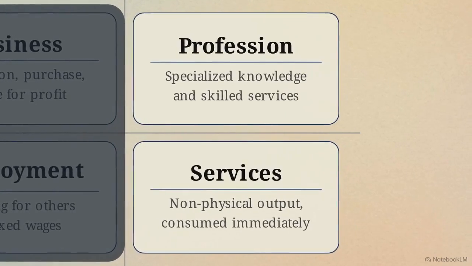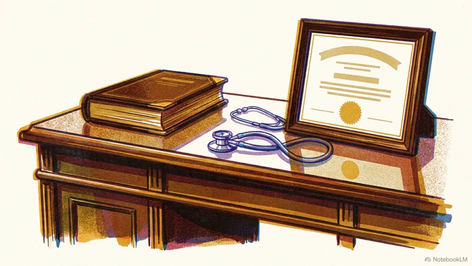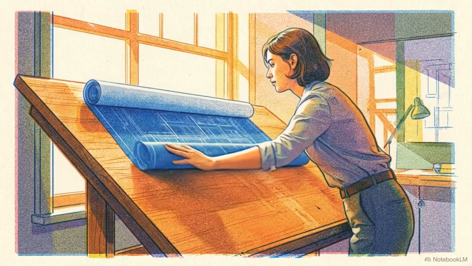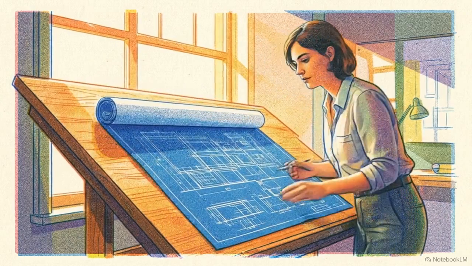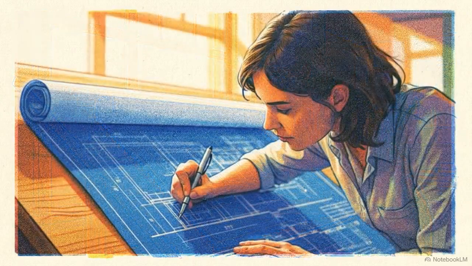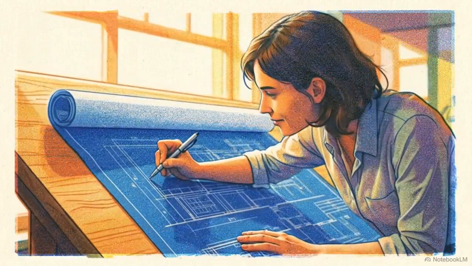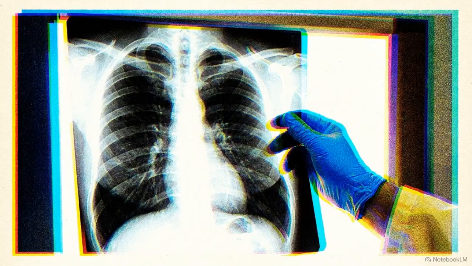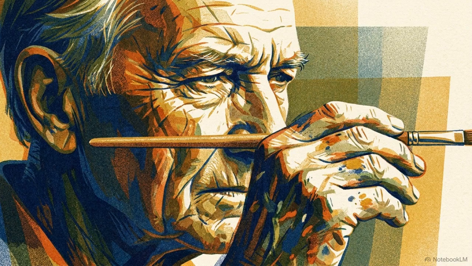Here, the focus shifts to the nature of what is actually being produced. The top right quadrant is profession. This category is defined by a strict barrier to entry, the requirement of specialized knowledge and high-level skill. Unlike standard employment, a professional often operates with a degree of autonomy, rendering their specific expertise directly to various sections of society. This group includes doctors, it includes lawyers, and even painters. In these cases, the economic value is tied to the individual's unique, non-transferable expertise.